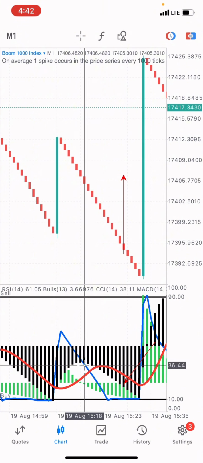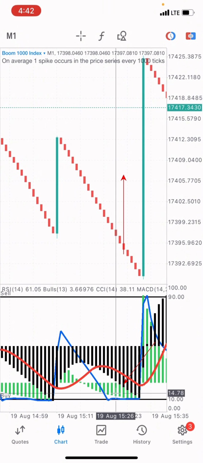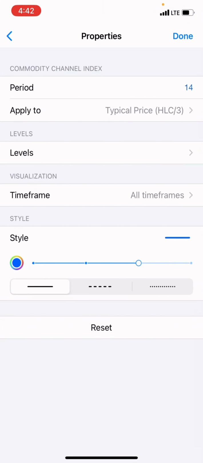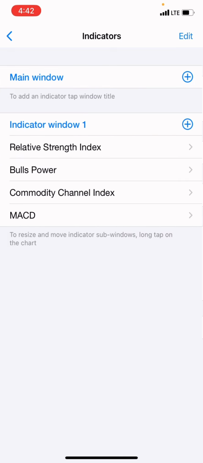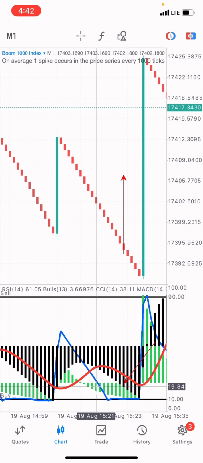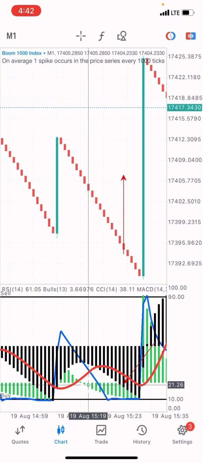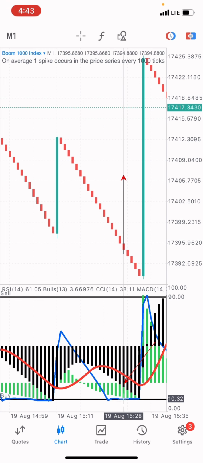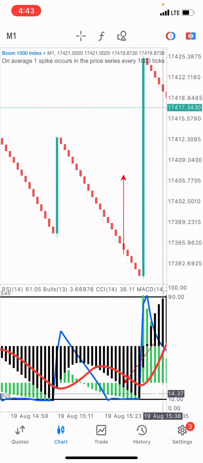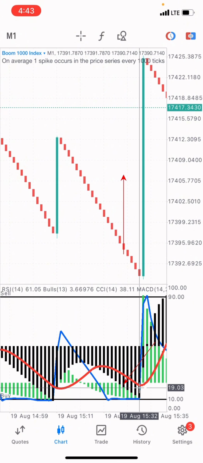Okay, this blue line we are seeing right here is the commodity channel index, as you can see at this point right here. And this green line which you are seeing here is the bull's power. So when the bull's power is on the downward trend, as you can see, when the bull's power is about to touch this blue line of the commodity channel index at the lower side towards the level of 10 of the relative strength index, you exit the market or you place a buy to catch the spikes on Boom 1000 index.